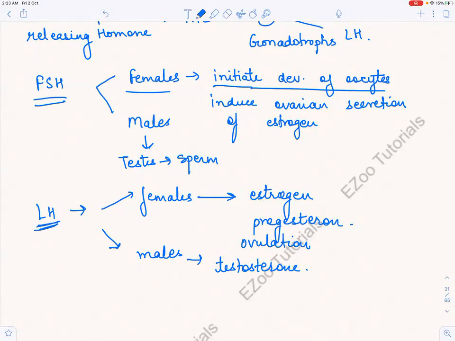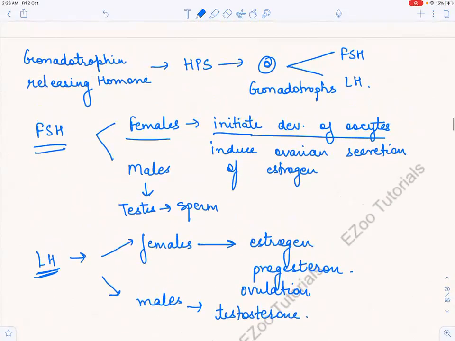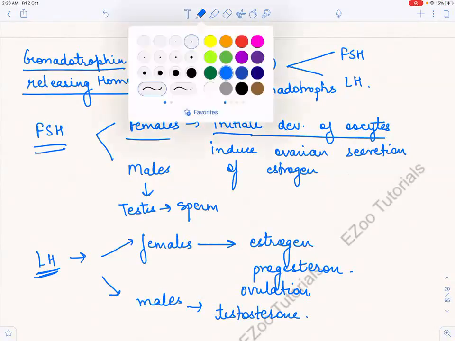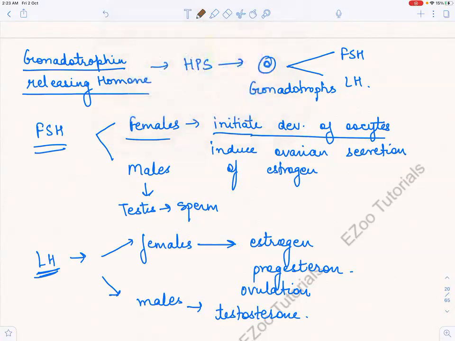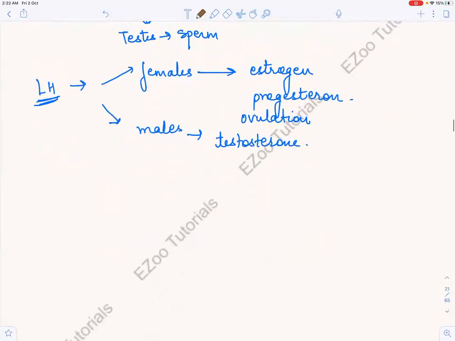Okay, that is done. Now let us see some. You can see this gonadotropin releasing hormone. You will get the notes below. I'll give you all the notes at the end. First, understand. Now let us see prolactin.